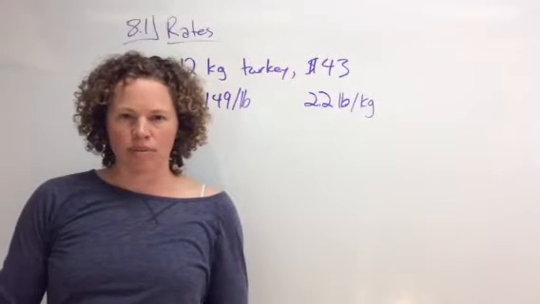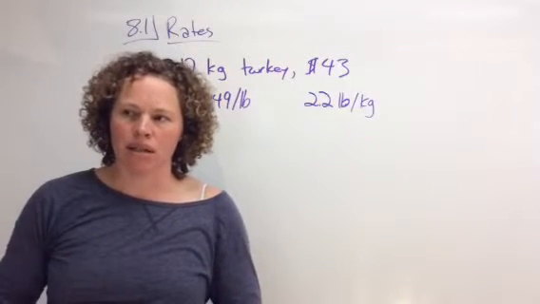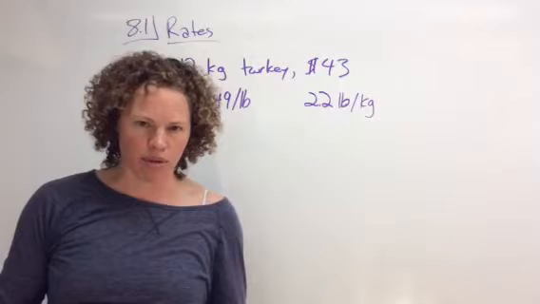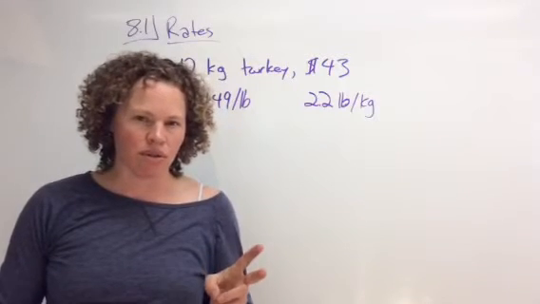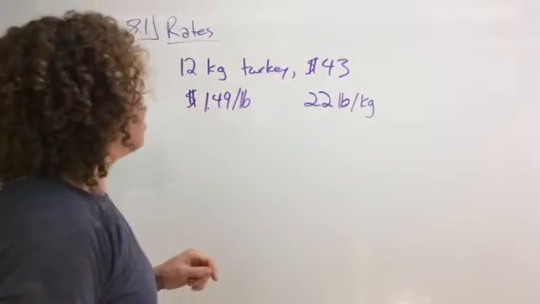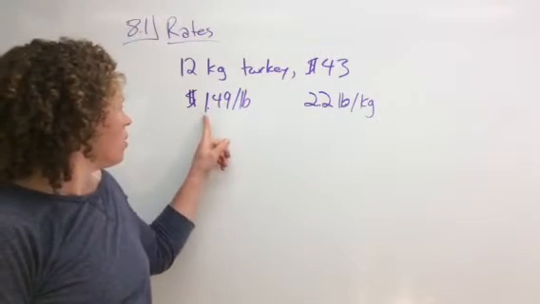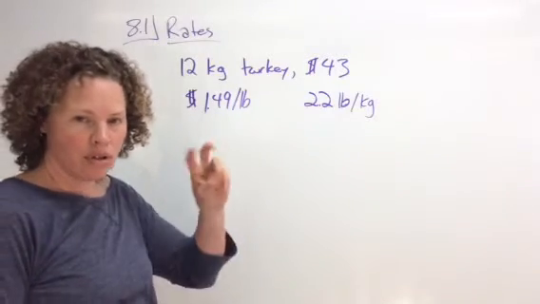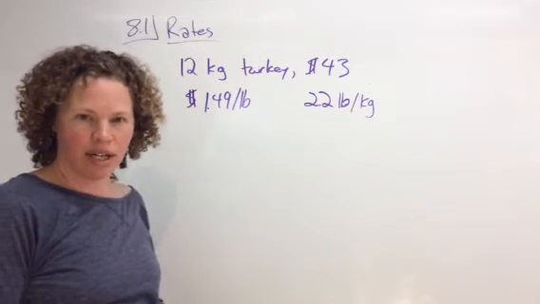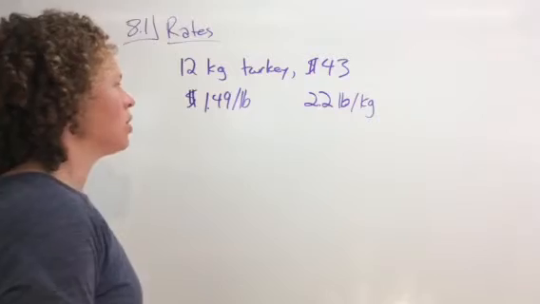So 8.1 talks about rates. Rates are conversions. As soon as you hear about a rate, you're going to be talking about a conversion. A rate has two units. So for example, I've got $1.49 per pound. That's dollars per pound, 2 units. That's what a rate has in it. So that's what we're looking for.